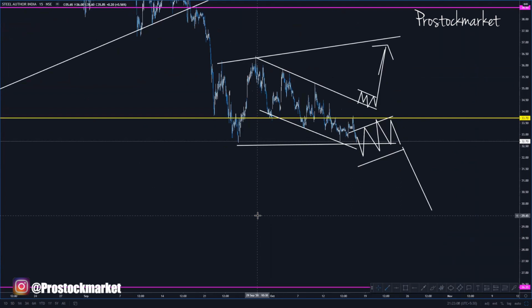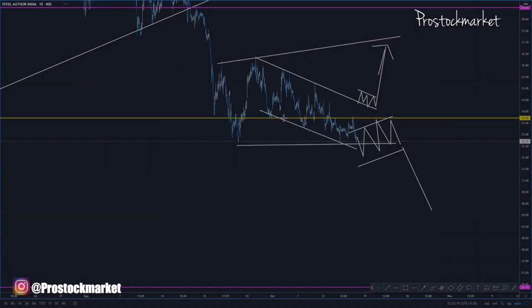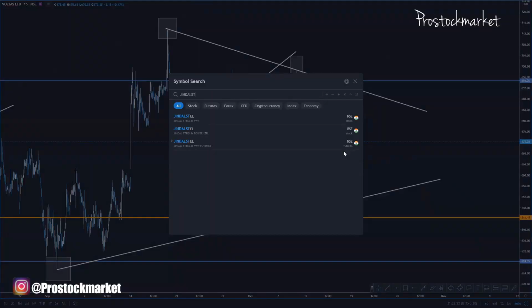So we have analyzed Voltas, and of course we have analyzed Steel Authority of India as well. Now let's go for Jindal Steel.